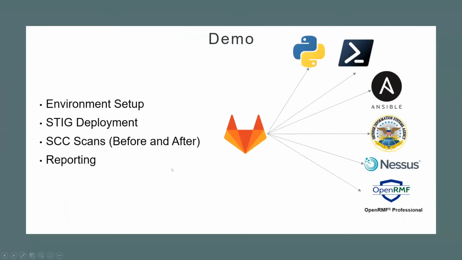That demo is going to be triggered by quite a few things. So we're starting off with GitLab. There's some Python, some PowerShell, Ansible. We're using the DISA SCAP compliance checker or SCAP SCC tool. We're also using Nessus automation, as well as import and export into OpenRMF Pro, and then the OpenRMF Pro environment. So there's more than just one tool. All of this automation here works independent of your GRC system.